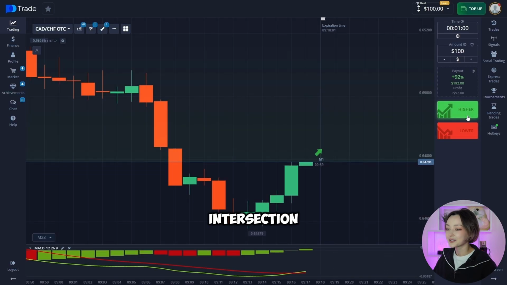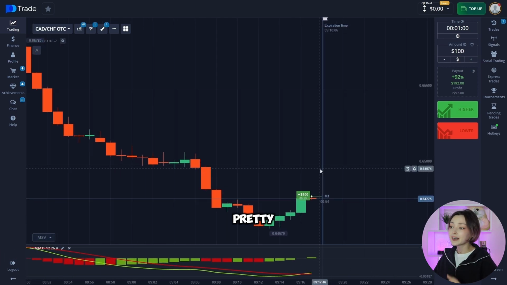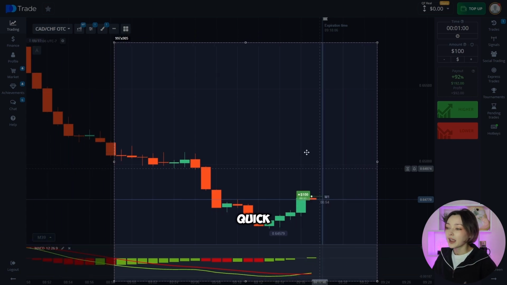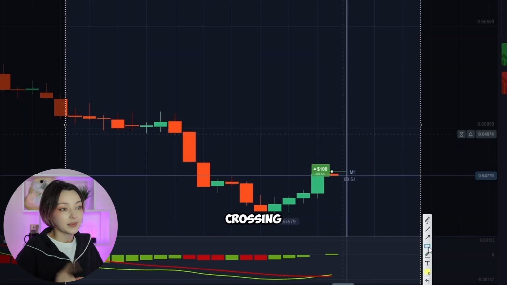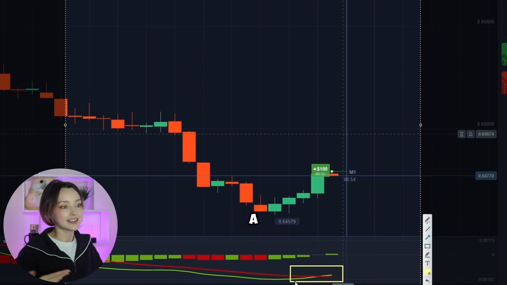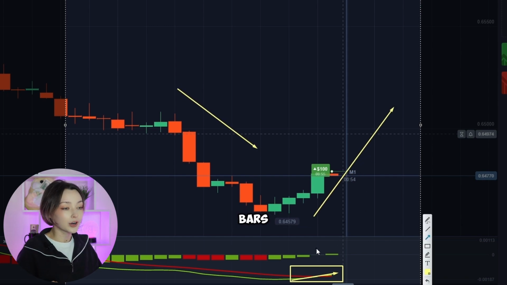So I can see this intersection right here, placing the trade upwards for 1 minute. Everything is pretty simple in this case. Let me explain everything to you real quick. I saw the lines crossing. The intersection consists of the green line crossing the red line upwards, which is a signal that the trend is changing from a downtrend to an uptrend. As confirmation, we have seen green bars at this intersection.